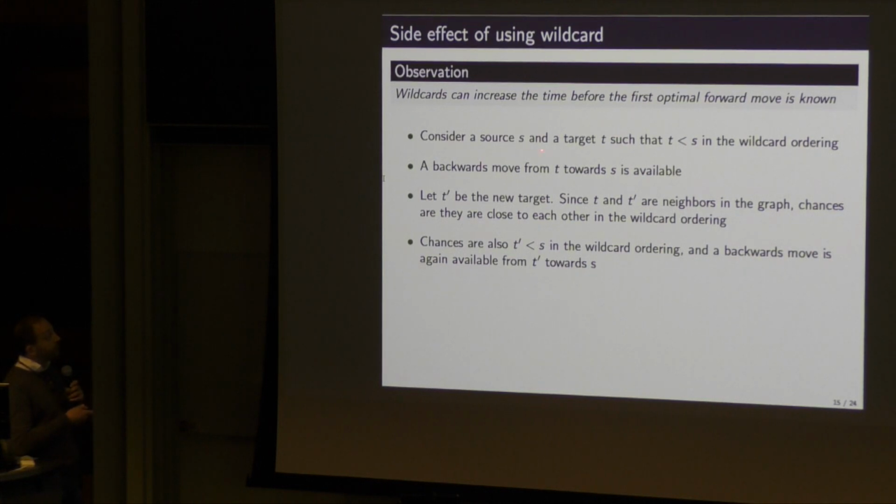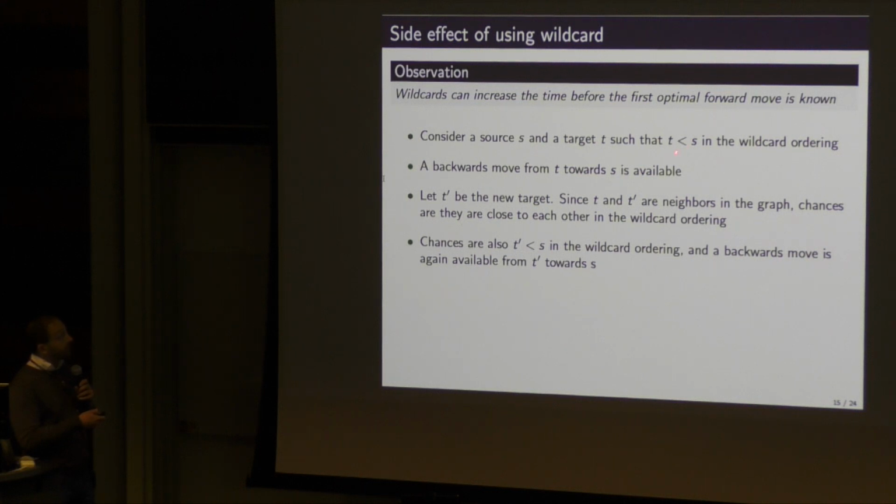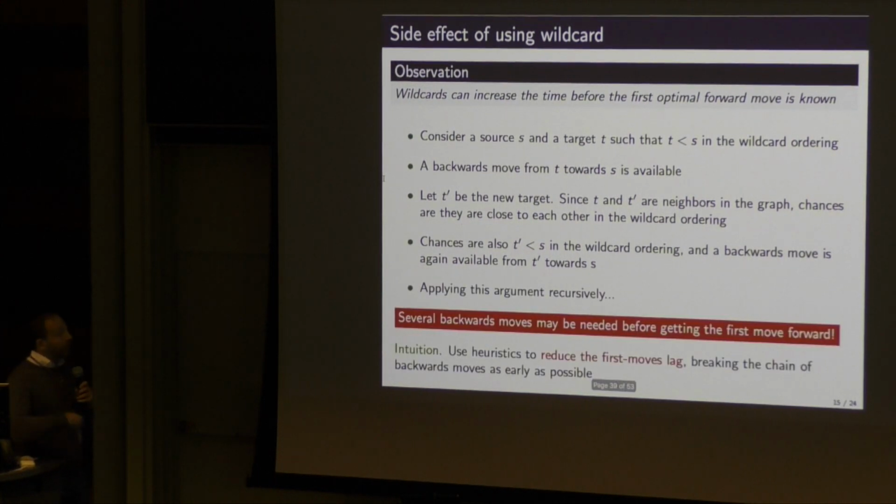Consider a source node S and a target node T such that T is less than S in the YCard ordering. This means that a backward move from T towards S is available. And let T' be the new target after performing this move. Since T and T' are neighbors in the map, it's likely that they are close to each other in the YCard ordering. And since T is less than S and T' is close to T in the YCard ordering, it's also likely that T' is less than S in the YCard ordering, and so a backward move is again available from T' towards S. Applying this argument recursively, it could happen that several backward moves may be needed before getting the first forward move.